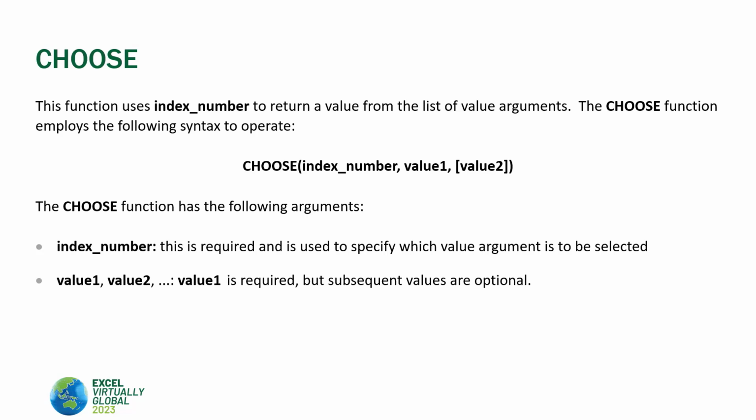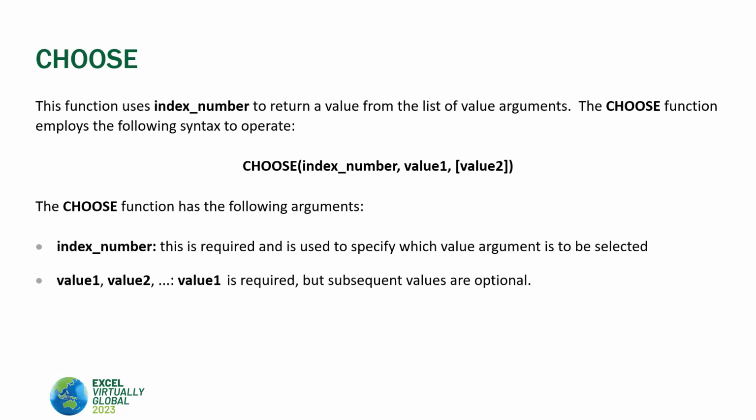Now, if index number is 1, choose will return value 1. If it's 2, it will return the second value. And if it's less than 1 or greater than the number of the last value in the list, choose returns the #VALUE! error. Now, if index number is a fraction, it's truncated to the lowest integer before being used. So you've got a value 1, value 2, etc. So if you did 1.3, then value 1 would be used, and so on.